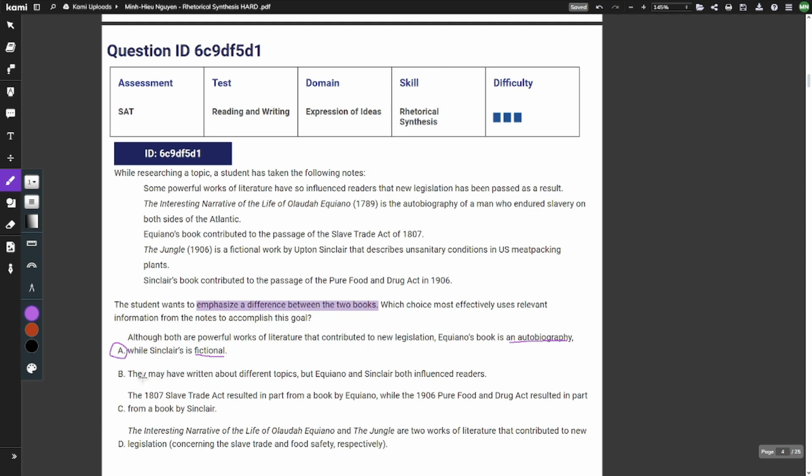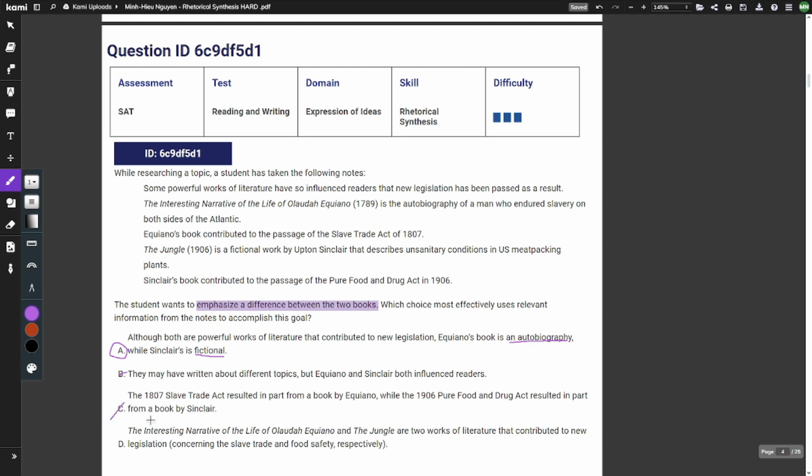Just for fun, let's read the rest. B. They may have written about different topics, but Equiano and Sinclair both influence readers. So once again, they barely talk about writing about different topics, but the main point is that they both influence readers, which is a similarity, so B is not going to be our answer. C. The 1807 Slave Trade Act resulted in part from a book by Equiano, while the 1906 Pure Food and Drug Act resulted in part from a book by Sinclair. So this one, it talks about a difference. They influence different laws, but it also talks about a similarity. They both influence laws. So it talks about both a similarity and a difference. It doesn't strictly emphasize a single one. So it's not going to be C.